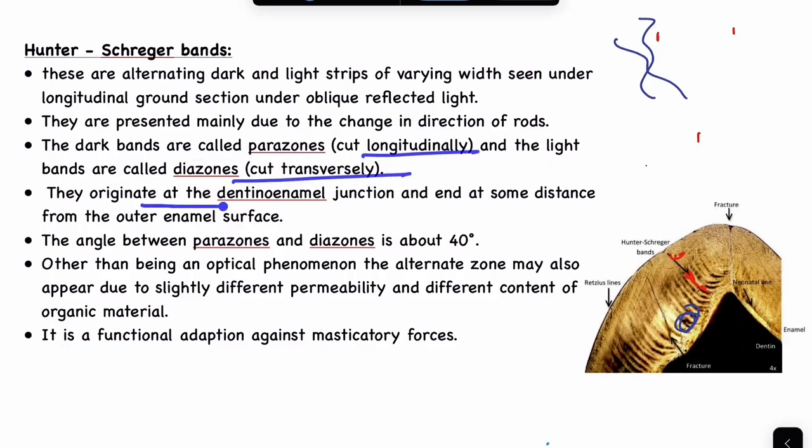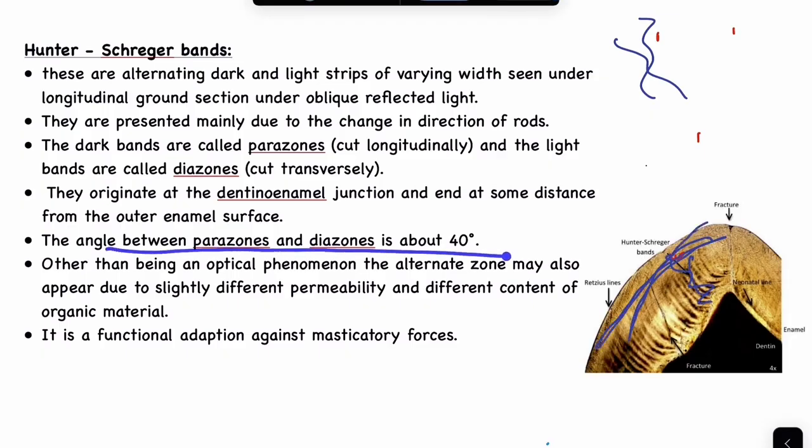Okay, they originate at the dentinoenamel junction and end at some distance from the outer enamel surface. So you can see over here, just a second, I'll erase this. So they originate at the dentinoenamel junction because that's where the rods originate, and they end at some distance from the enamel. Okay, the angle between parazones and diazones is about 40 degrees. So the angle between these two would be about 40 degrees.